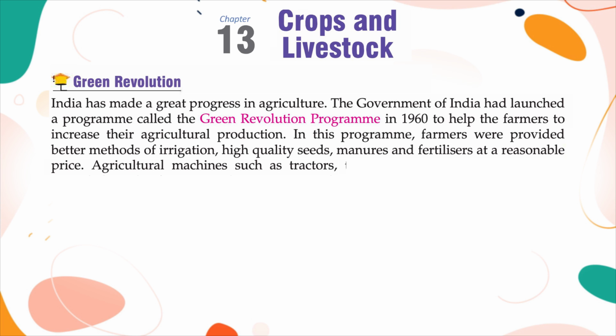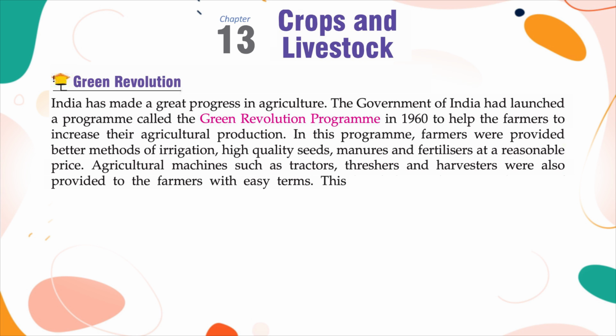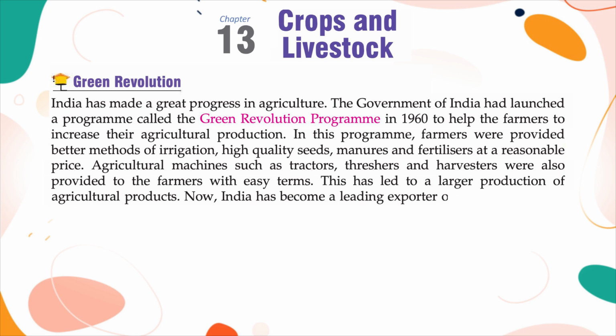Agricultural machines such as tractors, threshers, and harvesters were also provided to the farmers with easy terms. This has led to a larger production of agricultural products. Now, India has become a leading exporter of many crops in the world.